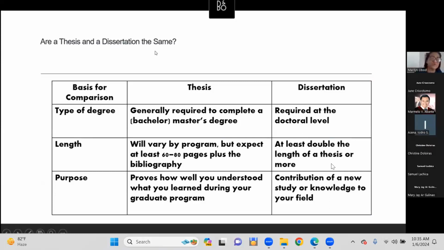So, maybe you have heard of the word dissertation. So, just to give you an overview, so the comparison in type of degree, usually thesis is for bachelor's degree and master's degree. But for dissertation, it is for doctoral level. In terms of length, will vary by program, but expect at least 60 to 80 pages plus the bibliography.